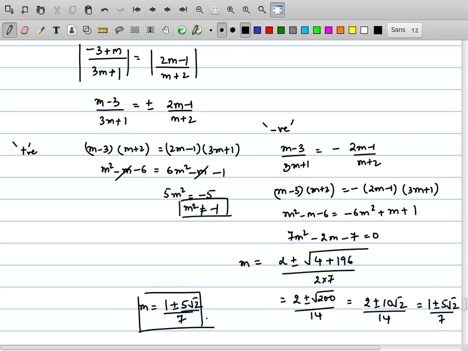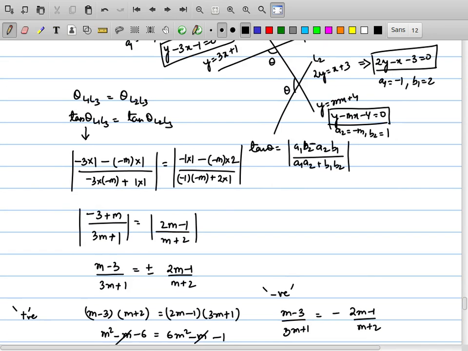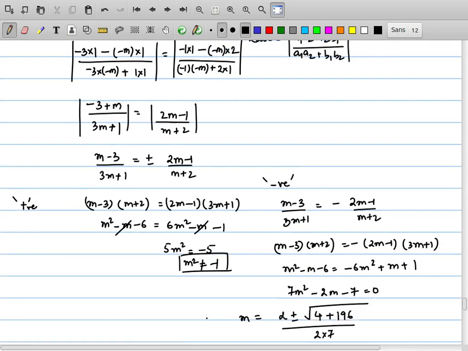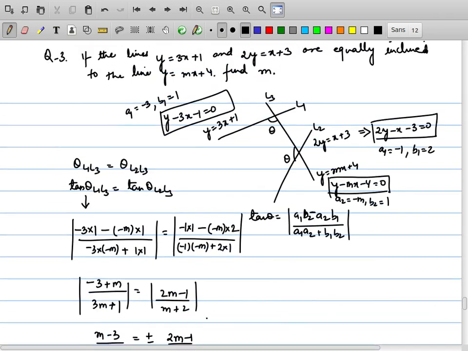You could have also completed the question by finding m1, m2 using the concept minus coefficient of x upon coefficient of y, and could have used the formula tan theta is (m2 minus m1) upon (1 plus m1 m2). Either way you can get the answer.